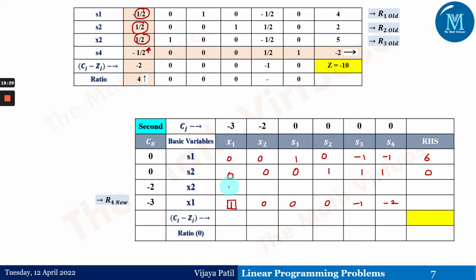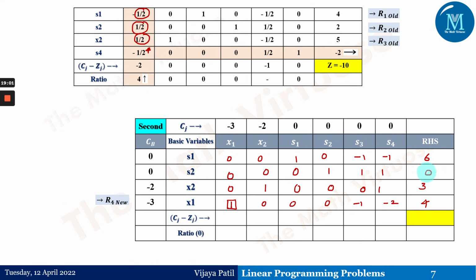Next is 0, 1, 0, 0, 0, 1, 3. And this last row which we have got has 4 over here as the RHS. It's very simple to note down because it's a -2 over here. We are dividing the entire fourth row by minus of 1 by 2, so obviously it is going to come as 4 over here.